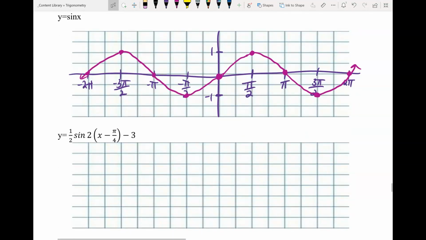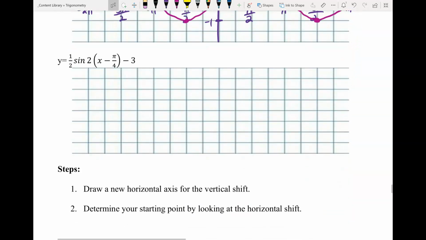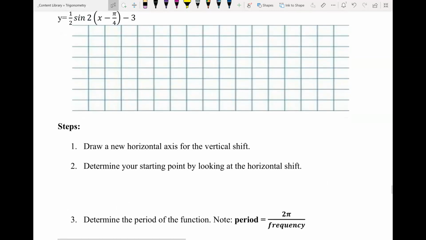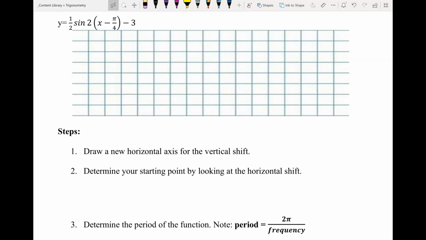In our last lesson, we looked at transformations one at a time on a sinusoidal function. But it is possible for us to draw a sinusoidal function that has 4 transformations on it. So here's an example. y equals a half sine 2 of (x minus pi over 4) minus 3. It is quite a lengthy job to draw a graph that has that many transformations, so I broke it down to 5 steps for us.